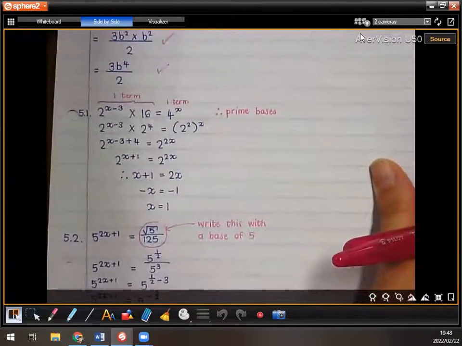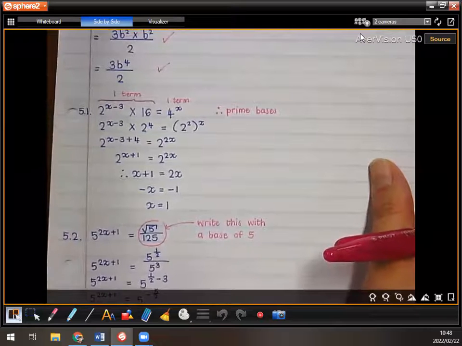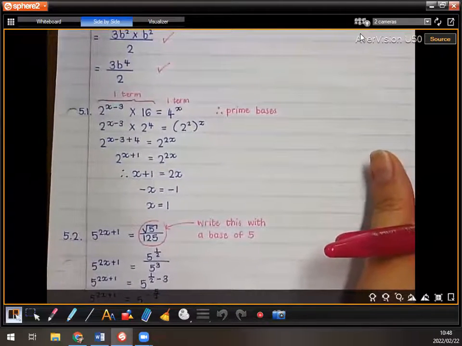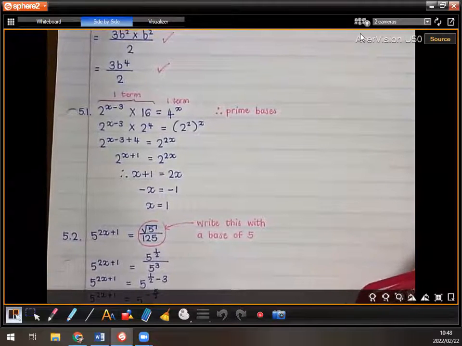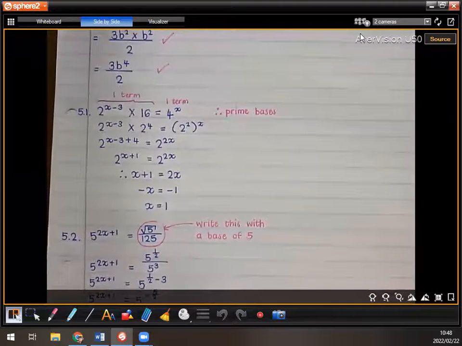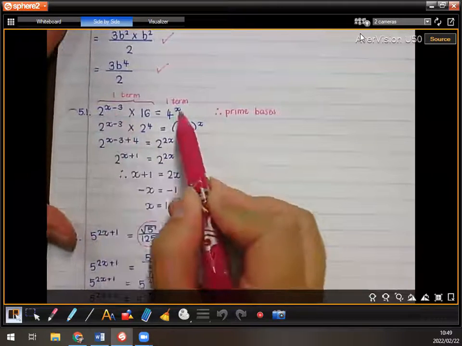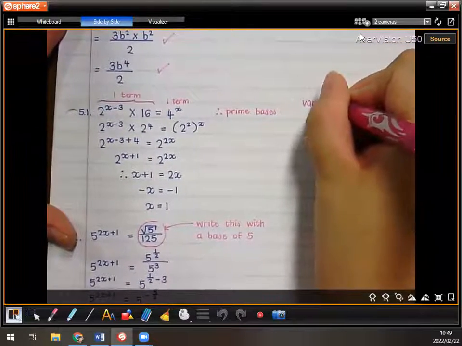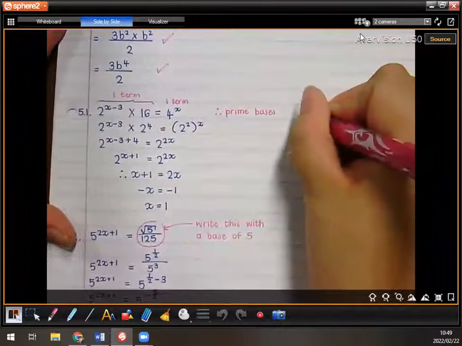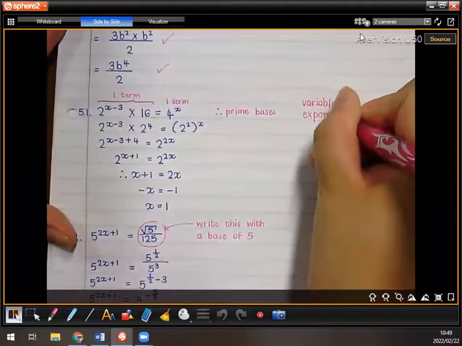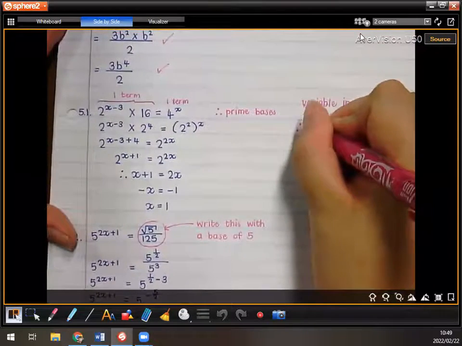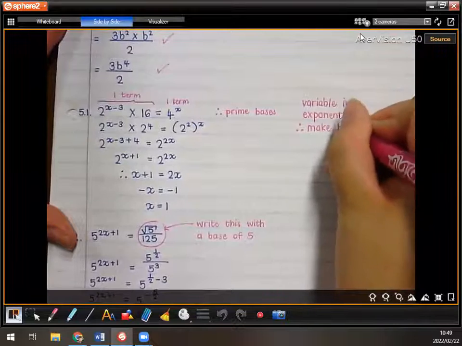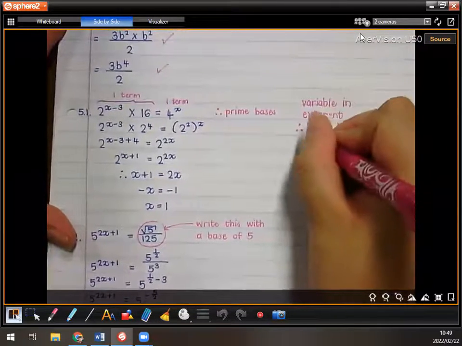Okay, guys, for 5.1, you have to solve for x there. Now, these equations are different from the ones that we did yesterday, or the day before. The ones that we did yesterday and the day before had an x with an exponent that was a fraction. So there you raise both sides to the same power. Do we see that the variable is in the exponent? Variable in exponent, therefore make bases the same.